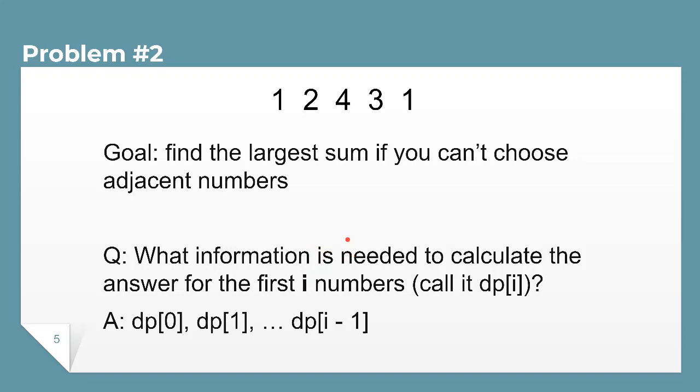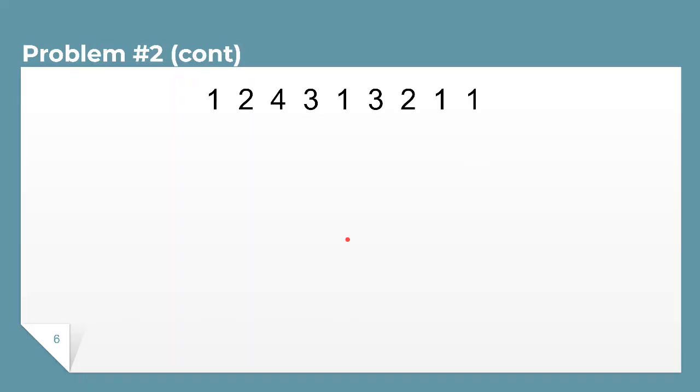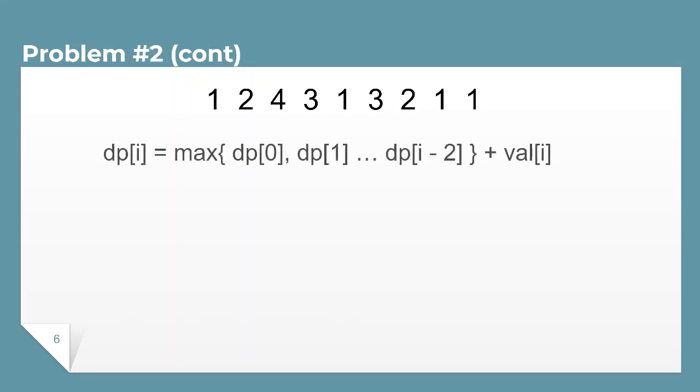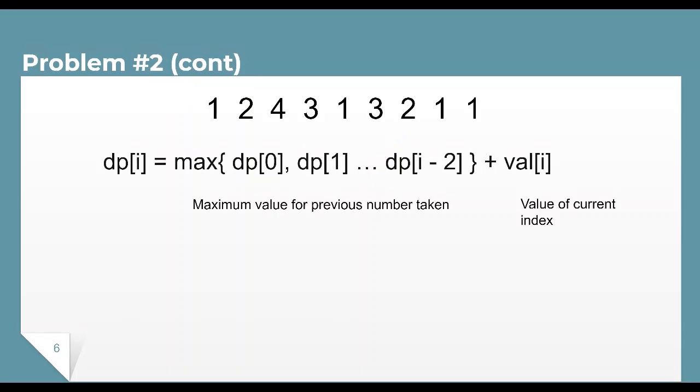Okay, so here's another larger example. This is the syntax that I use. DP of I equals max of previous number taken plus the value of your current index. So let's say you're at 3, then your previous number chosen could be this 1, this 2, this 3, this 4, or this 4, but it cannot be this 1.